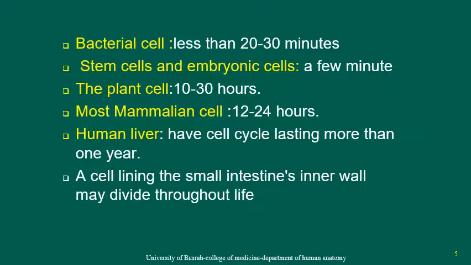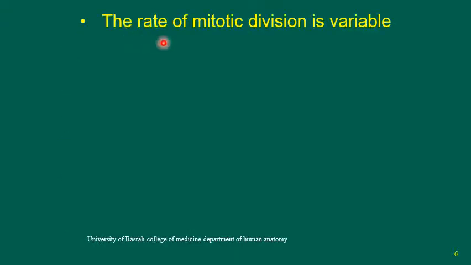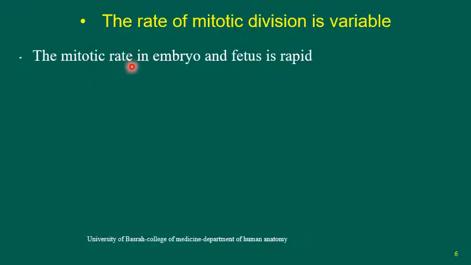And the cells lining the small intestine's inner wall may divide throughout life. A cell in the deepest skin layer of a 90-year-old may divide more if the person lives long enough. The rate of mitotic division is variable. The mitotic rate in the embryo and fetus is rapid.